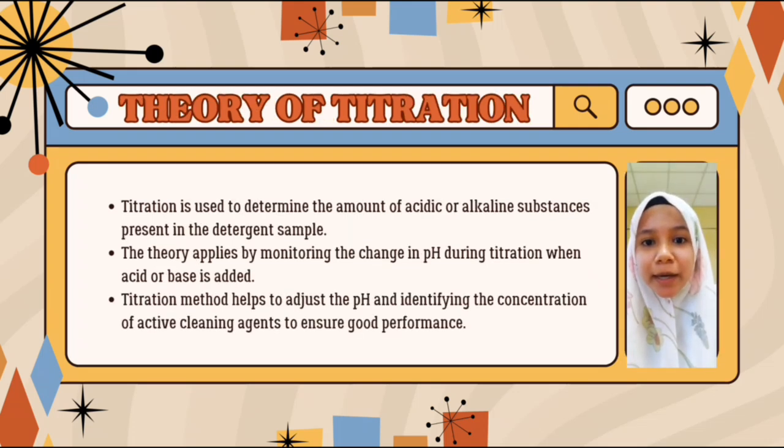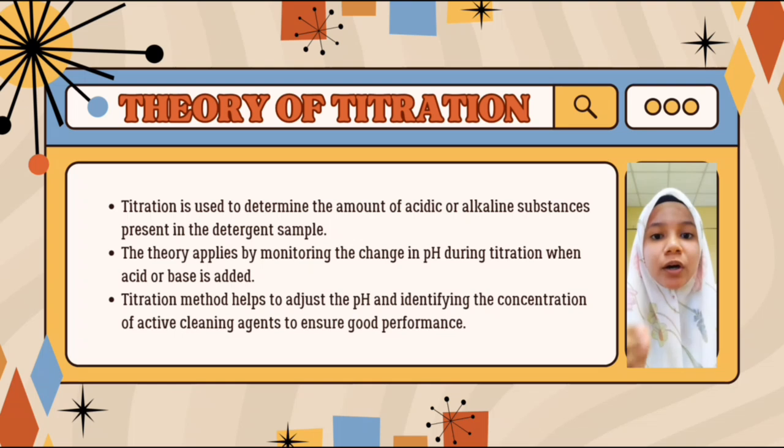Next is the theory behind titration. The type of volumetric analysis used in the detergent industry is the acid-base titration. It is used to determine the amount of acidic or alkaline substances present in the detergent sample. This theory can be applied by monitoring the change in pH during titration when acid or base is added. The titration method also helps to adjust the pH and identify the concentration of active cleaning agents to ensure good performance.